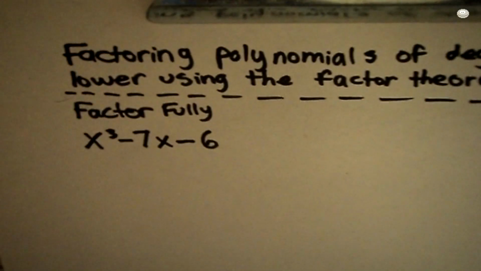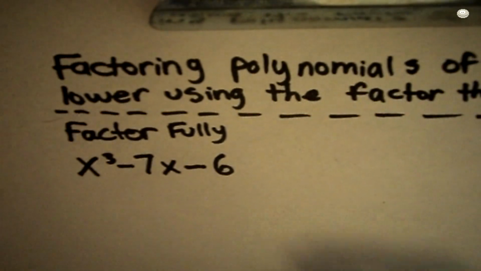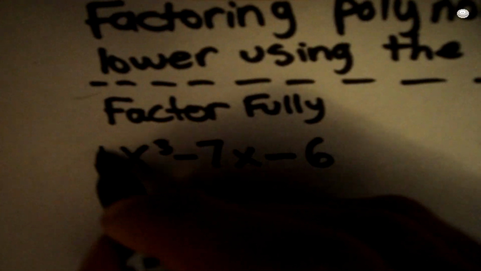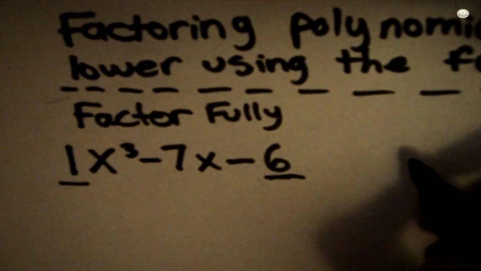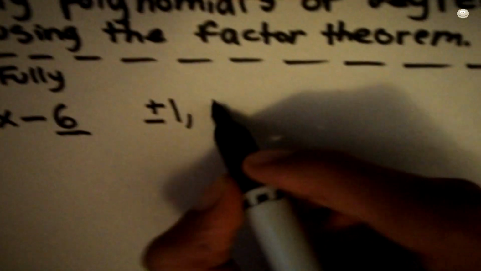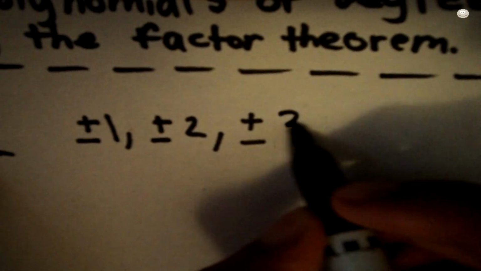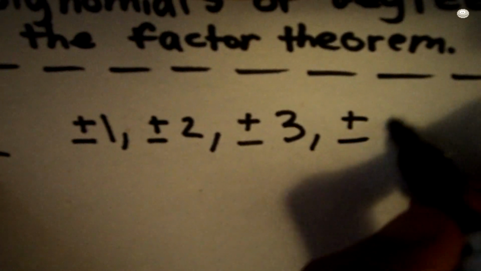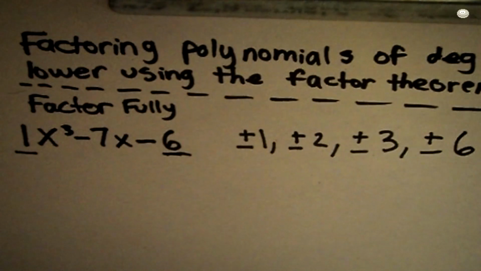We must find the factors of the leading coefficient and the constant term, which is the last term. So there is a 1 here, and the last term is a 6. So we know that the factors of 1 and 6 are plus and minus 1, plus and minus 2, plus and minus 3, and also plus and minus 6. Now we must determine the factor that makes the equation equal to 0.